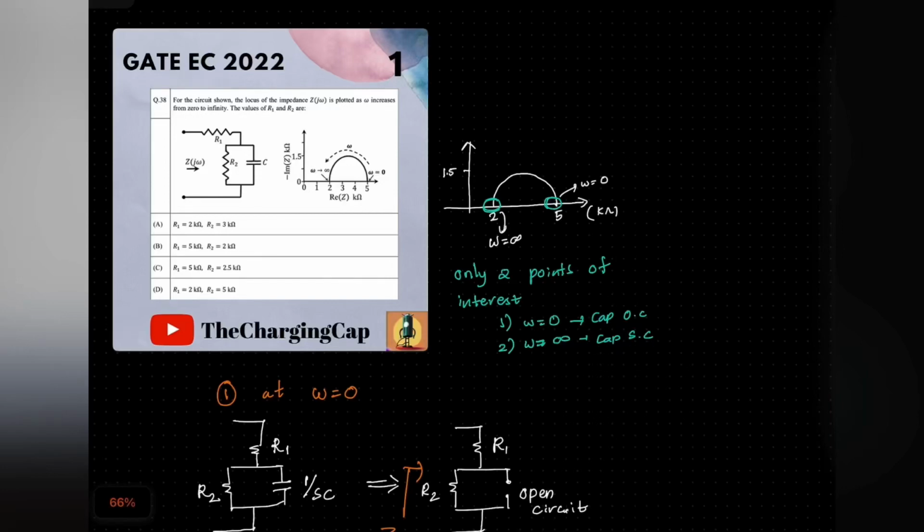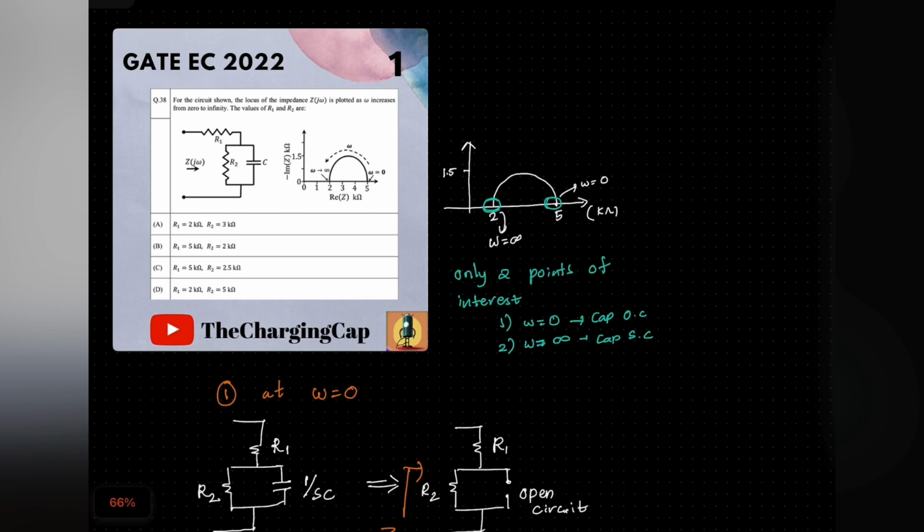In this session, we will see GATE ECE 2022's question. The question is, there has been given a circuit which contains two resistors and one capacitor, and the response as the frequency changes. It is given the impedance, how the impedance varies as the frequency changes.